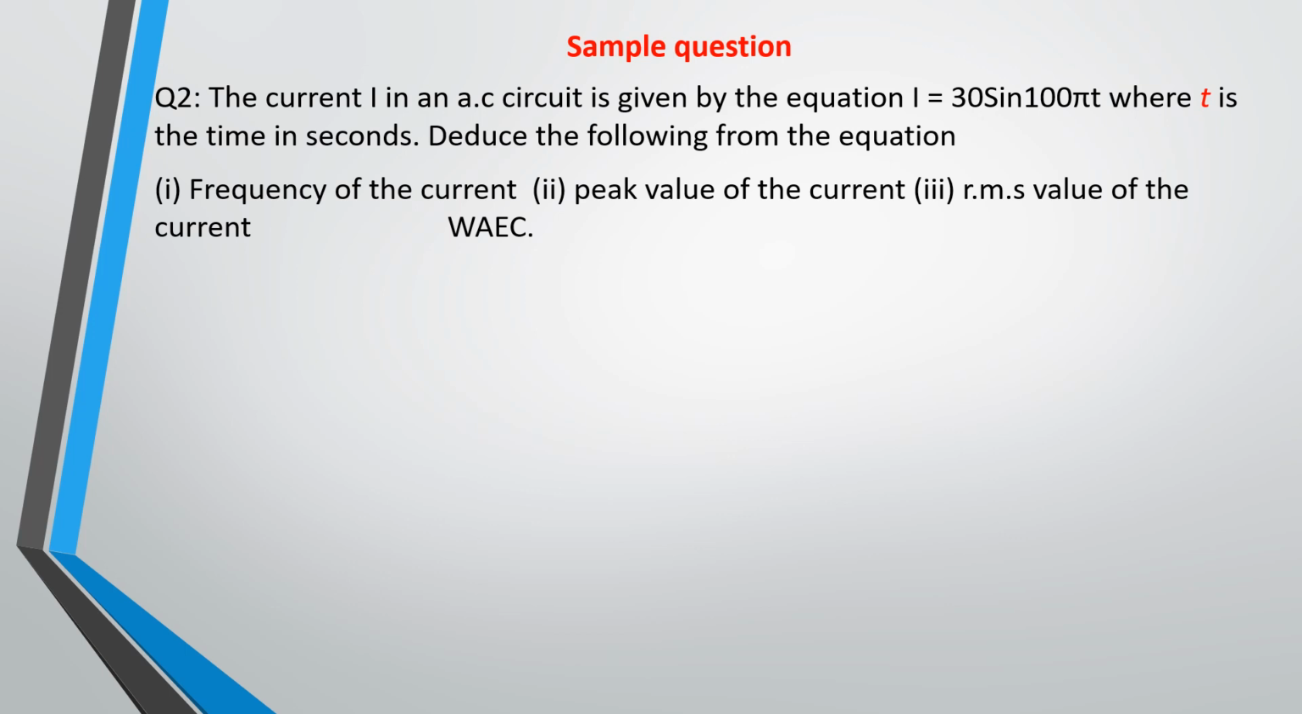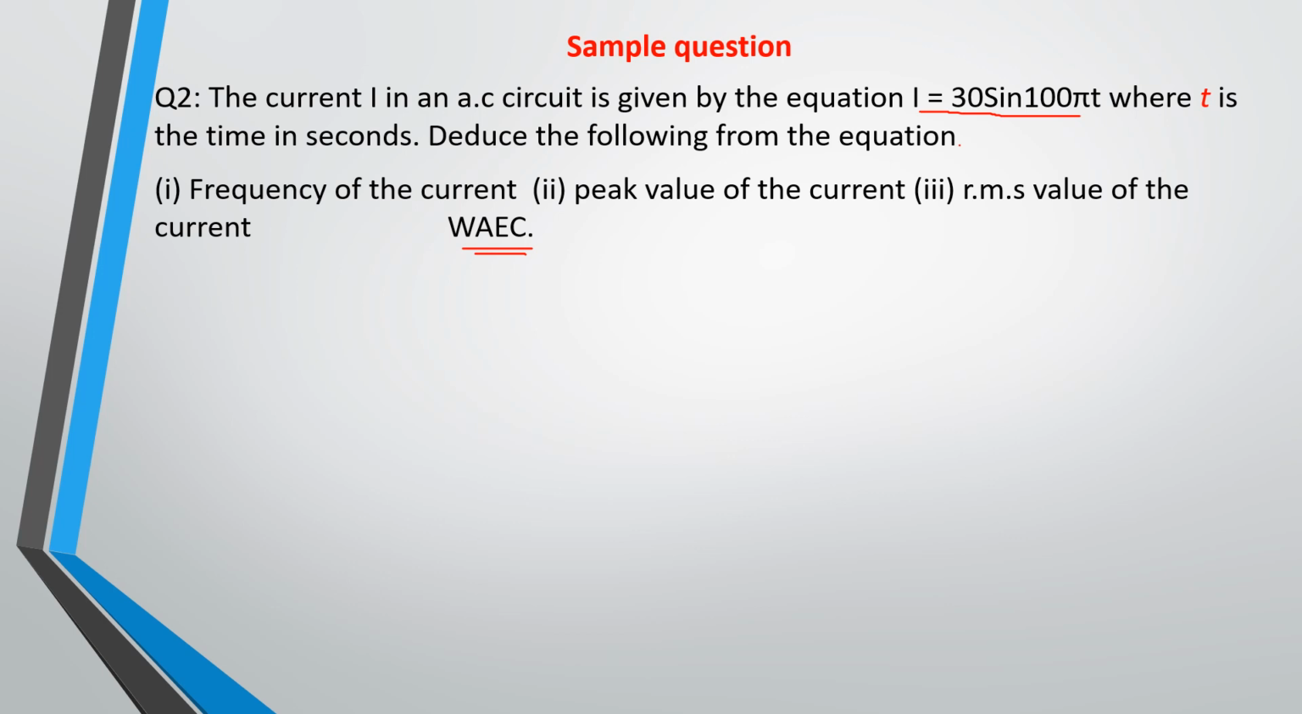Okay, so this is another question that I want us to look at and then find a solution to. This one says that the current I in an AC circuit is given by this equation, where t is the time in seconds. Deduce the following from the equation, and this is actually a WAEC theory question.